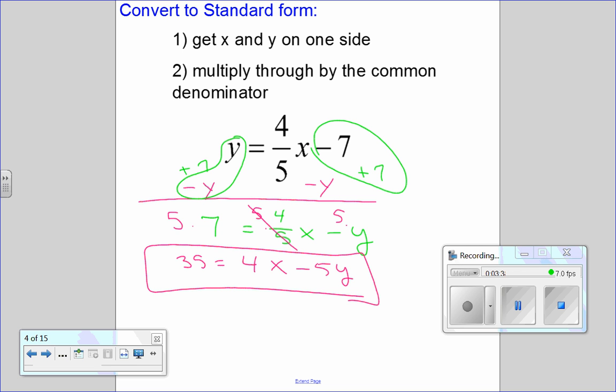I've got my ax, my by, and my c. Do you see what happened? It looks so messy. I should have done that in 2 steps. I'm sorry.